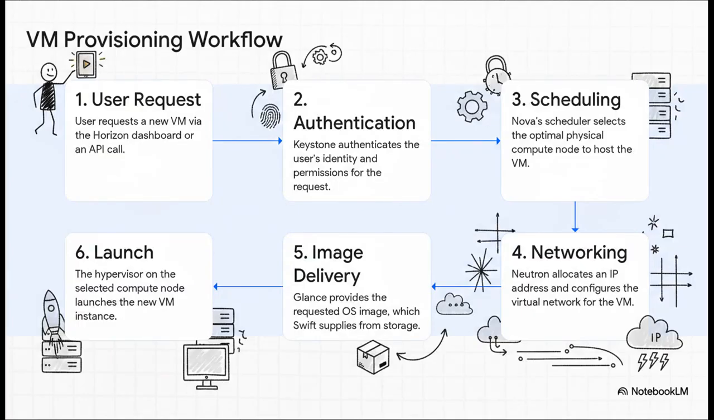Okay, pay attention here because this sequence is a classic. It all starts with you, the user. You ask for a VM, but nothing happens until Keystone, our security guard, checks your ID and says, yep, you're allowed to do that. Then Nova's scheduler finds a physical home for the VM. Next, Neutron steps in to set up the networking and give it an IP address. Only then does Glance grab the OS image, often stored in Swift, and deliver it to the host so the hypervisor can finally boot up the instance. See the flow? Each step depends on the one before it.